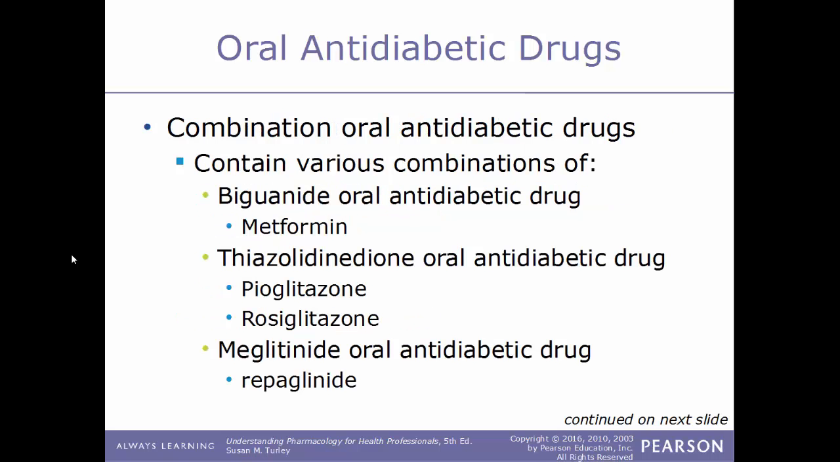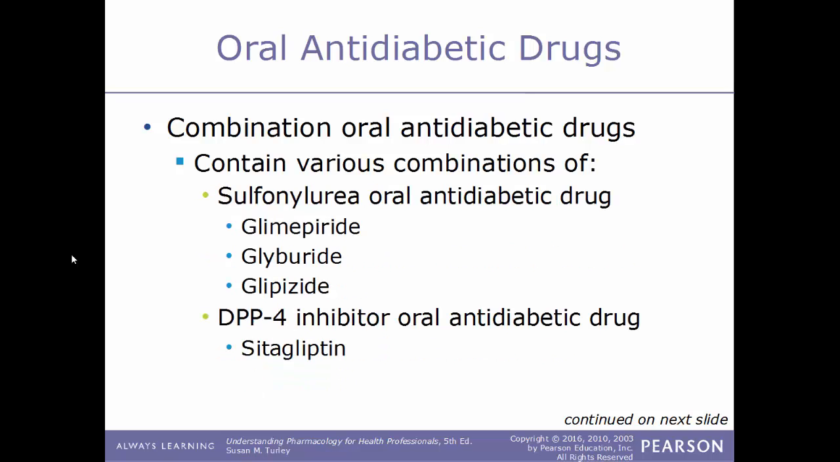Just like we've seen with other types of medications, it's very common to see combination drugs here for oral antidiabetics. And these can contain various combinations, such as a biguanide, such as metformin. It may include a thiazolidinedione drug, such as pioglitazone or rosiglitazone, or it may include a type of meglitinide, such as repaglinide. It could also include an example of a sulfonylurea, such as glimepiride, or glyburide, or glipizide, or it could also include a DPP-4 inhibitor, such as sitagliptin.